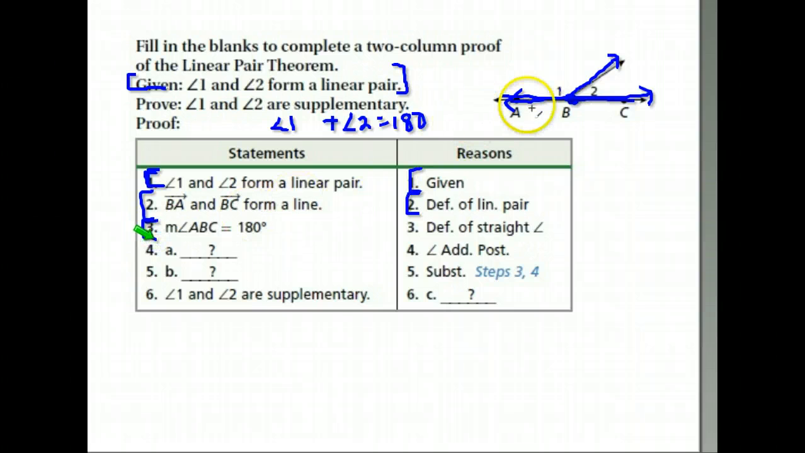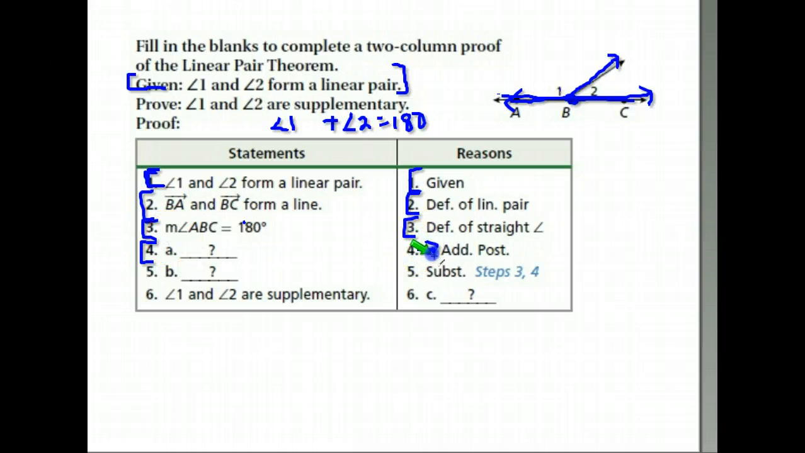Number 3, the measure of angle ABC is 180 degrees. How did we know that this flat angle is 180? That's just the definition of a straight line or a straight angle. So that was our reason here. This piece is missing. What do we do next?